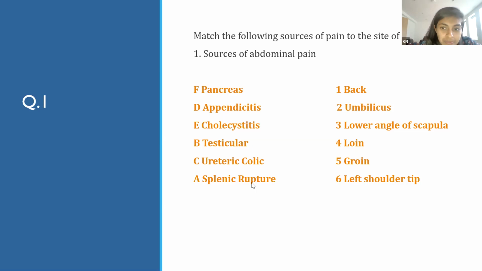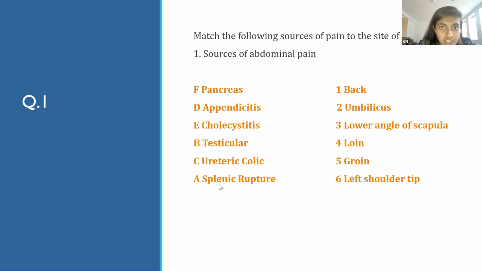And yes, absolutely, splenic rupture would be specifically to the left shoulder tip. This is down to irritation of the diaphragm. Splenic ruptures classically bleed profusely, and blood irritates the diaphragm. Diaphragmatic irritation classically radiates to the shoulder tip, and again on the left-hand side, which correlates to where the spleen is.